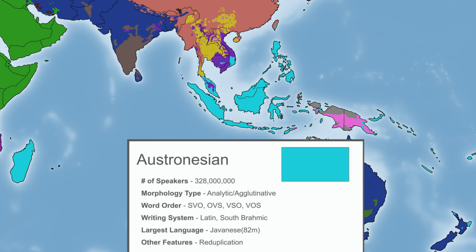A classic feature of Austronesian languages is reduplication, or where all or part of a word is reused to change the meaning of the word. For example, in Fijian, vale means house, while vale vale means houses.